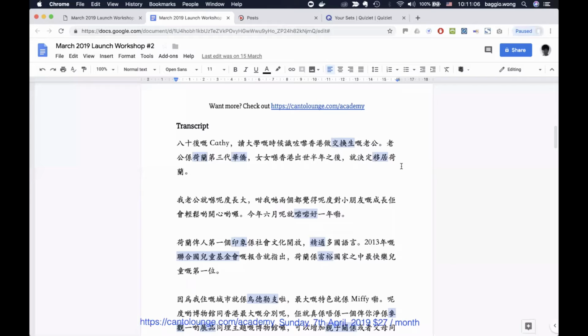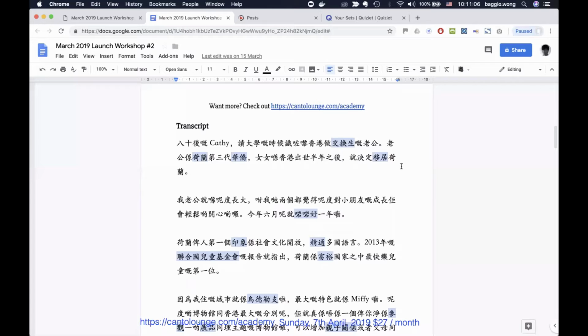Continuing. 因為我住嘅城市就係烏德勒支啦 because I live in a city called Utrecht, I think that's how you say it. It's probably not how you say it. 最大嘅特色咧就係 Miffy 啦。One of the biggest characteristics or specialty of the city is Miffy.